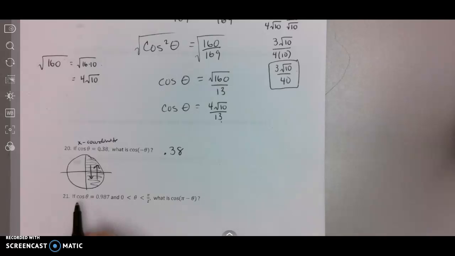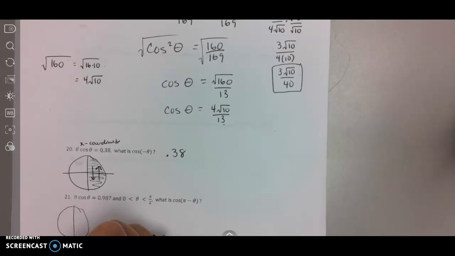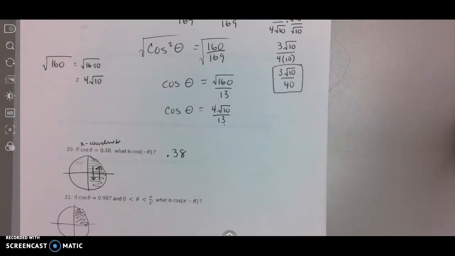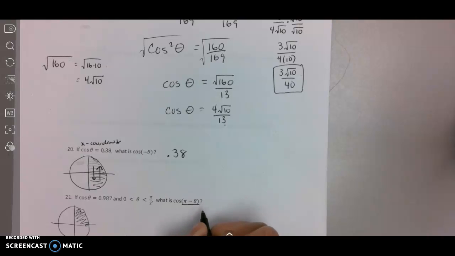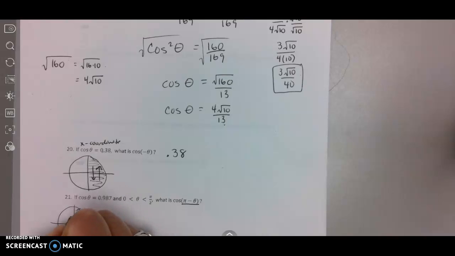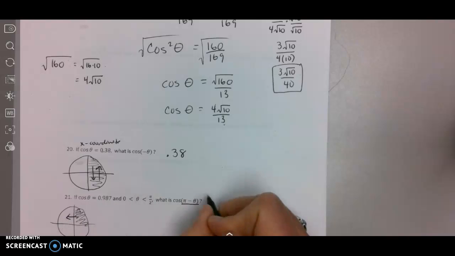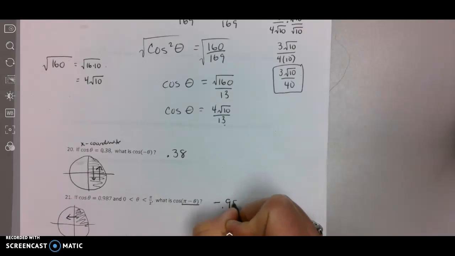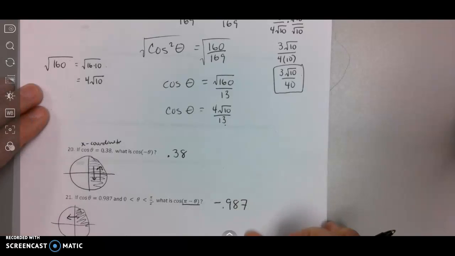Number 21, cosine is positive and it's in the first quadrant. 0 to pi over 2 is right from here to here. This means move side to side because it means supplementary. They add up to 180. And when I move over here, my cosine becomes negative. So it's negative 0.987.